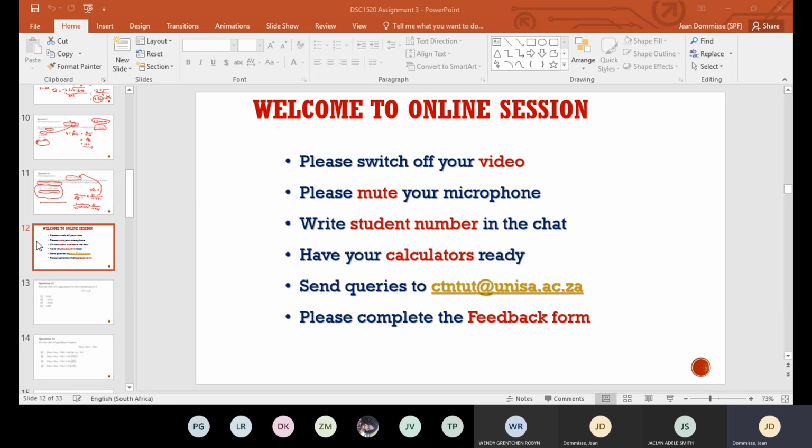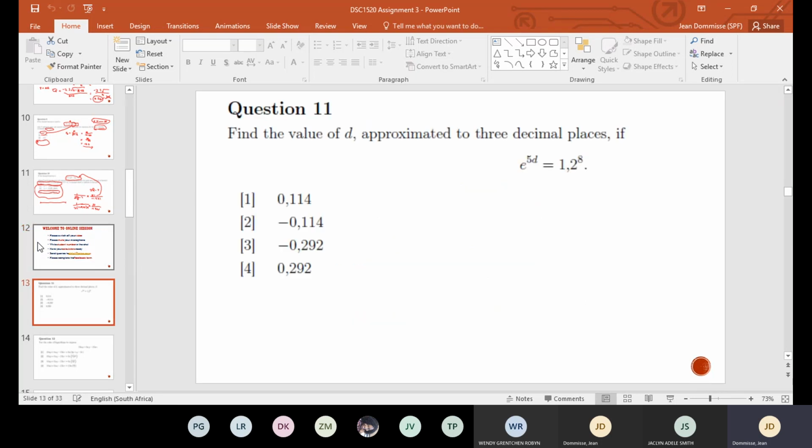So again, we are going to continue with assignment 3, going into more detail and looking at the problems and how we need to get to the answers. Some of it becomes more difficult, and then suddenly there's an easy one thrown in.